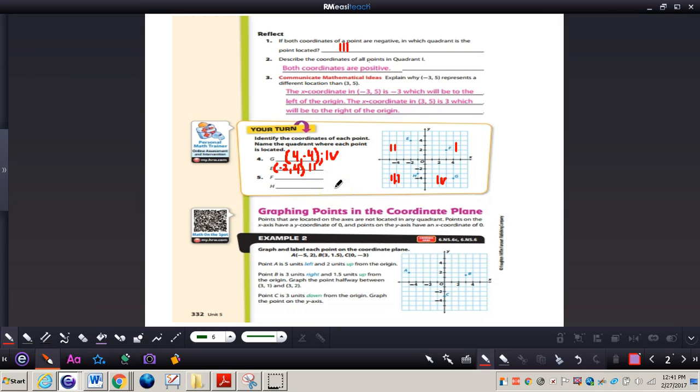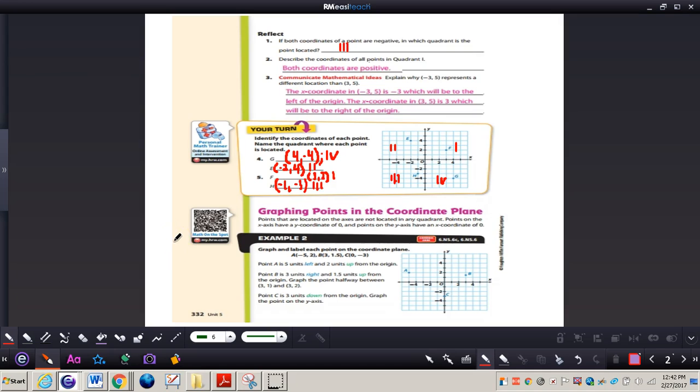Now I'd like you to take a look at number 5, and I want you to identify the coordinates of each point F and also point H. Write those out in an ordered pair, then also name the quadrant. And you can work on this now.